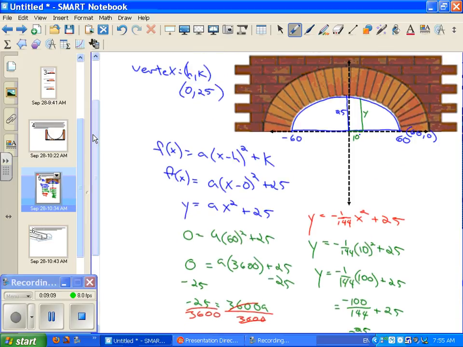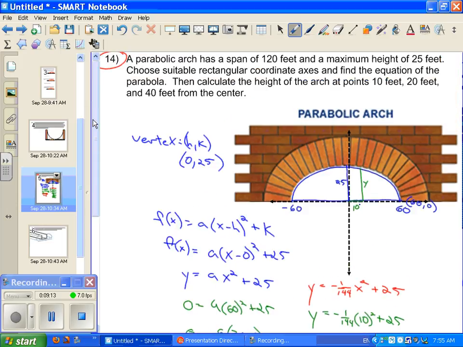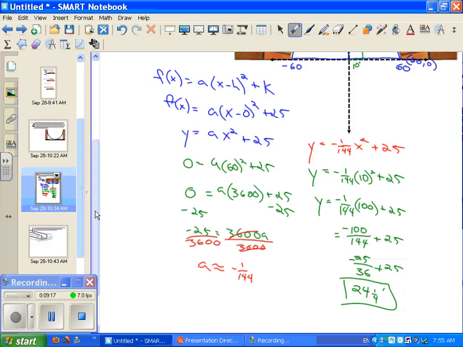But the further I go out, the more it's going to come down. Right? And then if I wanted the 20 feet, I just plug in 20 for my x. If I wanted the 40 feet, I would plug in the 40 for my x. Right? But the key was coming up with an equation that I could plug things into. So that was the main thing that you needed on that one.